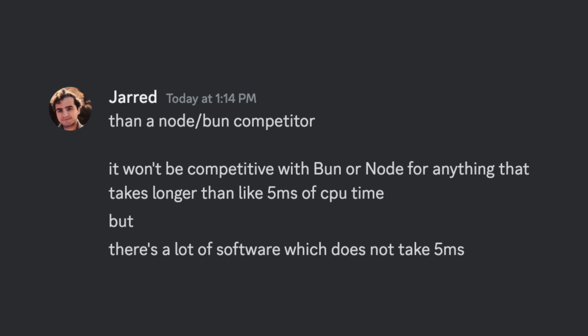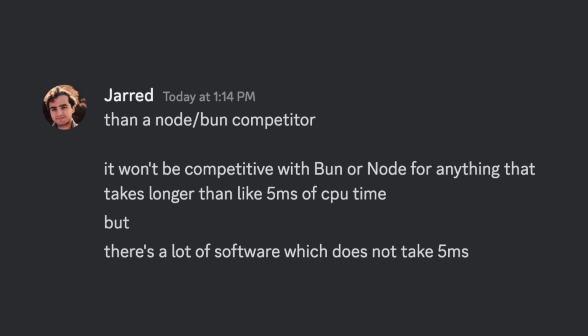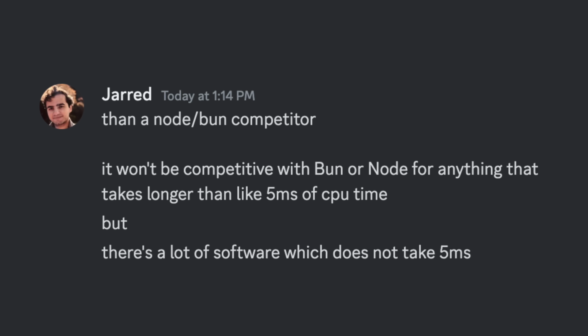It's been a combination of cost and how much better the cold starts are when you have these more minimal engines. Jarred also specifically calls out that this wouldn't be competitive with Bun or Node for anything that takes longer than 5 milliseconds of CPU time. I want to be clear that this is the case for things that don't have cold starts, because that 10x plus difference is a big deal if that's blocking your application. But if you have a server that's running for a long time, the benefits here aren't as big.